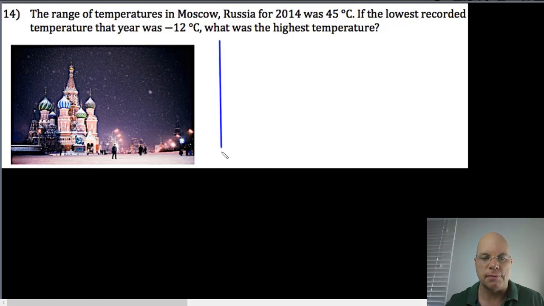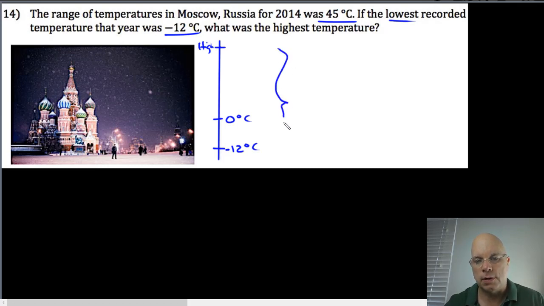First, let's just imagine a thermometer. We know the lowest recorded temperature is 12 below 0. So let's put 0 degrees on our thermometer, and 12 below 0 would be down here. Because it's below 0, on a vertical number line the negatives would be going down below the 0. And we know the range is 45 degrees. So from this lowest temperature to some highest temperature, we know that range is 45 degrees.